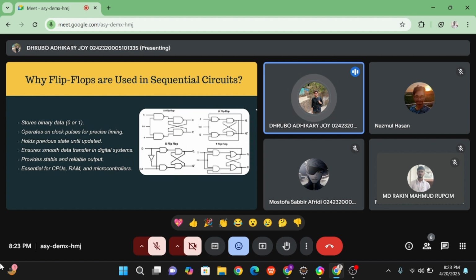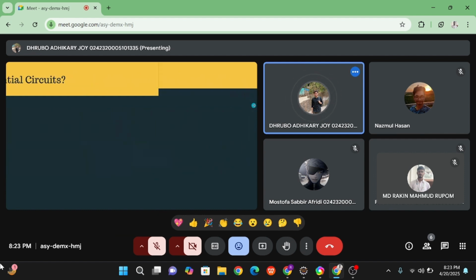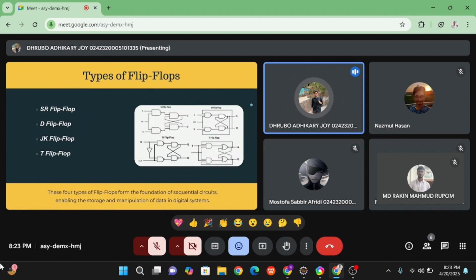There are many types of flip-flop circuits. Here we can see four types: the SR flip-flop, D flip-flop, JK flip-flop, and the T flip-flop circuits. All of these flip-flop circuits have different purposes and different working stages as well.